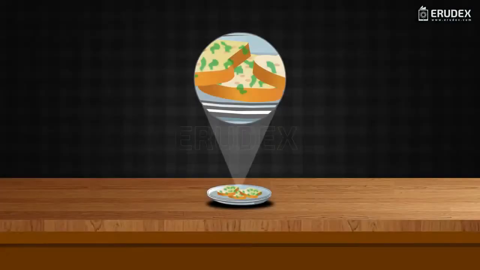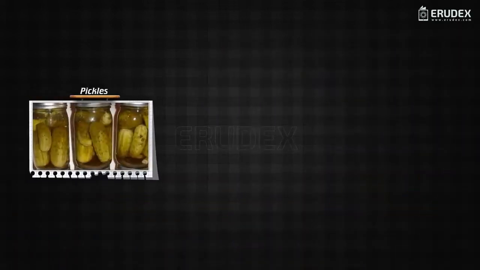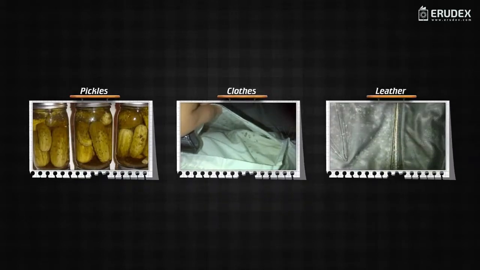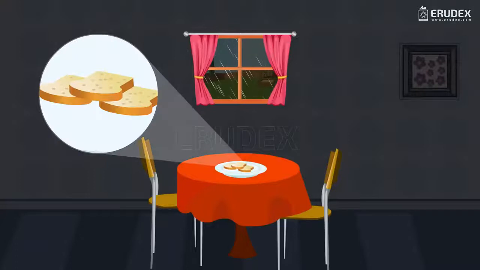Children, have you ever seen molds growing on bread slices? These are fungi. Fungi also grow on pickles, clothes, leather goods, etc. Fungal spores are very active during rainy season. They germinate easily in moist climate and grow rapidly on things.